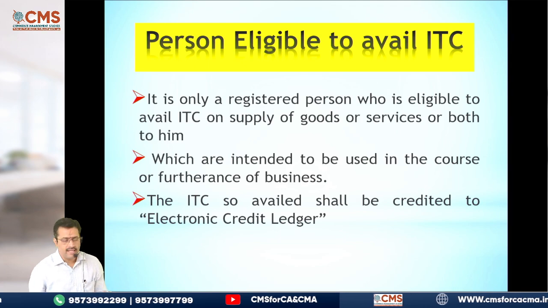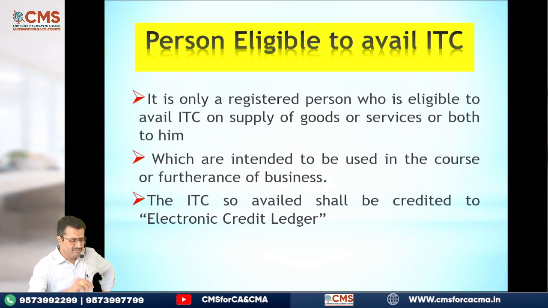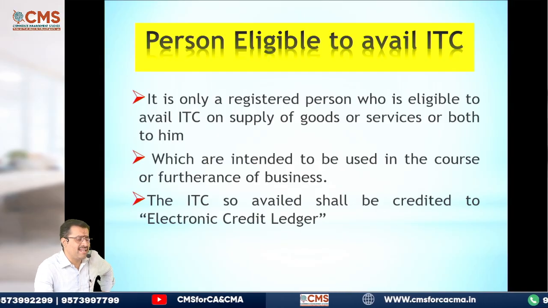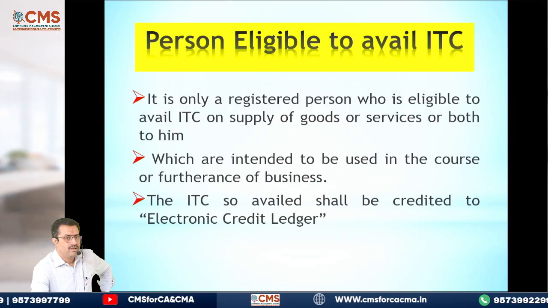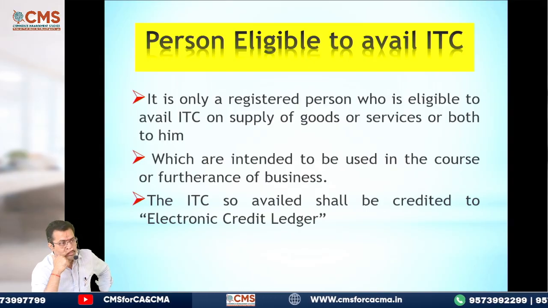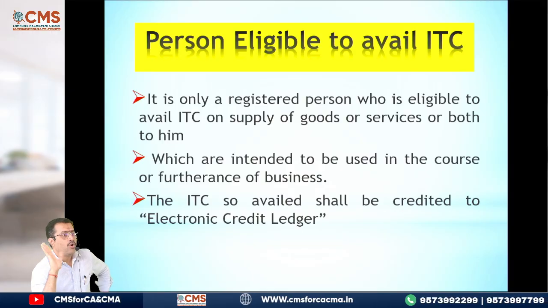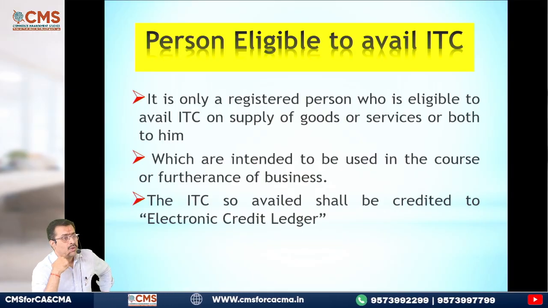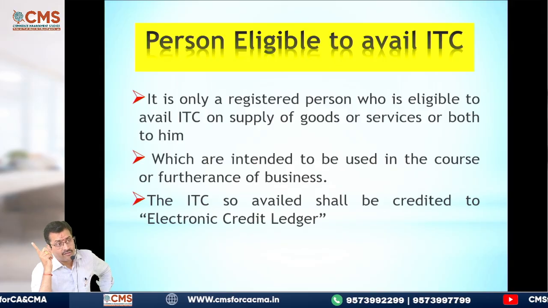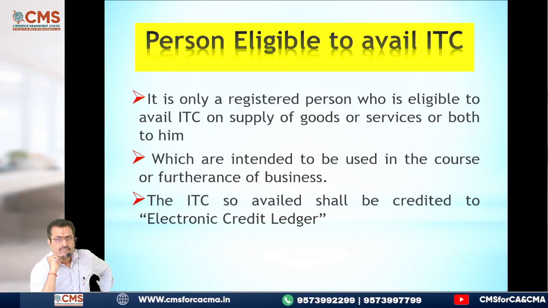Then let's see. Tell me some more points before we go to the next slide. What are the other conditions to be fulfilled while availing input tax credit? Number one, goods must be received at the place of the recipient. Okay, if the goods are sold in installments, when is ITC available? Only when the last installment of goods has been received. Okay, next. Next, what is the condition?